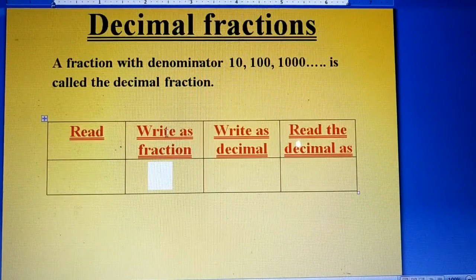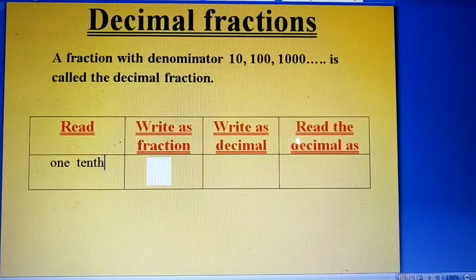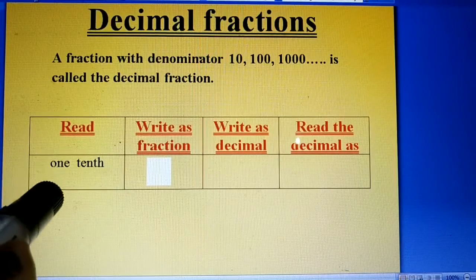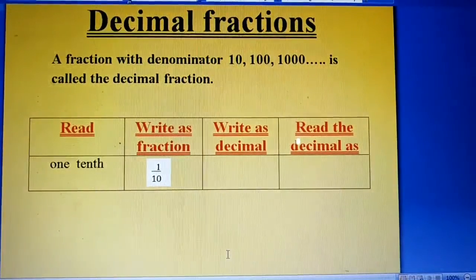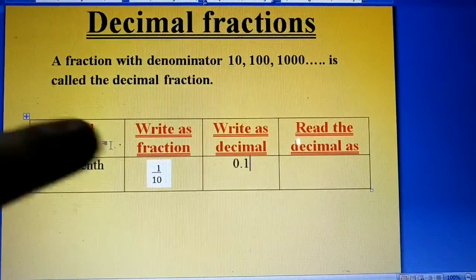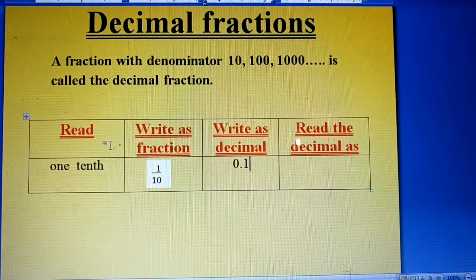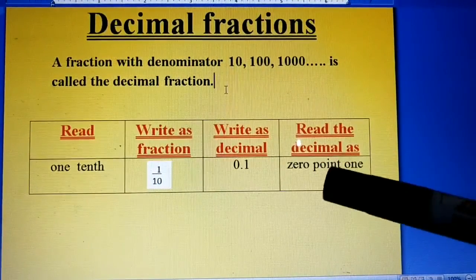Now let us see the connection between the fraction and the decimal by this table. Now what is written here? 1/10. How will we write it as a fraction? This is 1 upon 10. Now write it as a decimal. What is this? 0.1. Now read the decimal as zero point one.